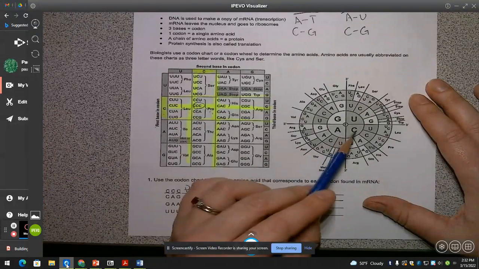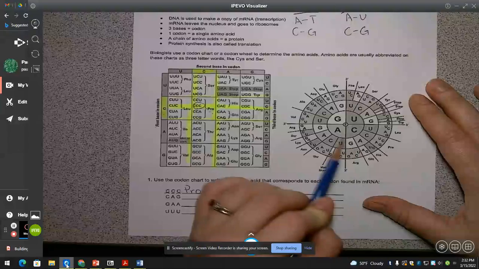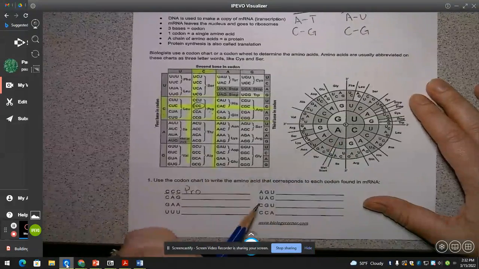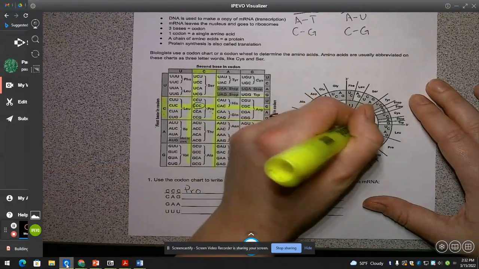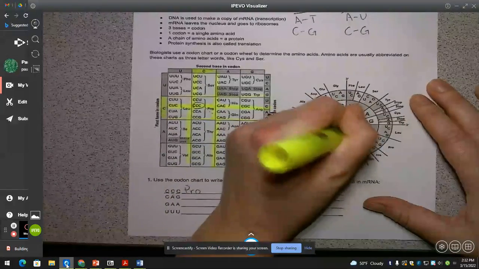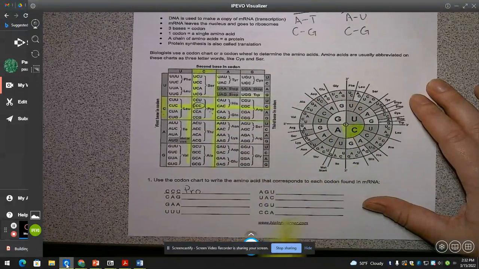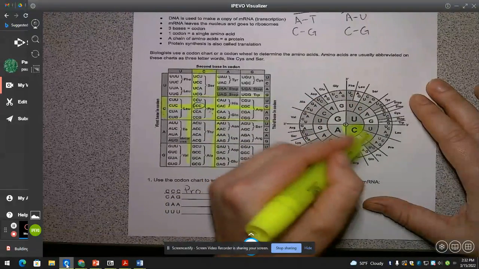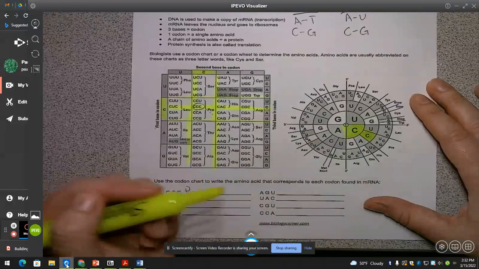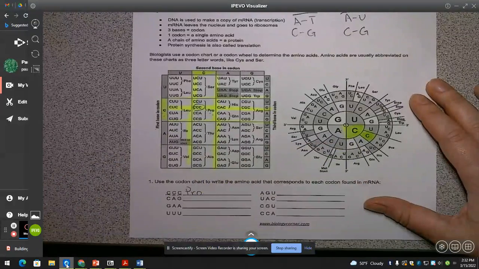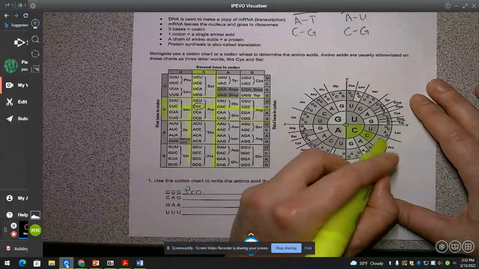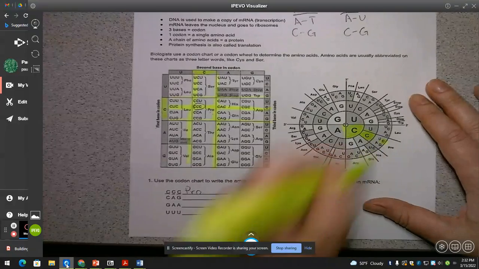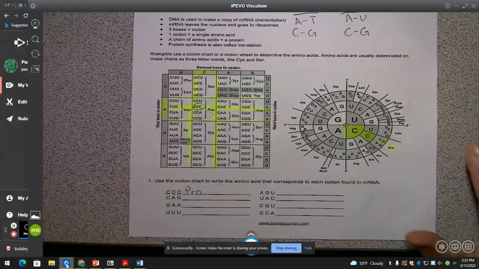So let's try it on our wheel. The way the wheel works is we're going to go from the inside and work our way out. So same thing, I'm going to find my C. All right, so here's the C. This is in this slice of pizza. Then I'm going to go to my next one, which is this C. There it is. We're working our way out, and then I'm going to go to the third C. And that gives me the same thing, which is proline. So that's how you read both of those charts.